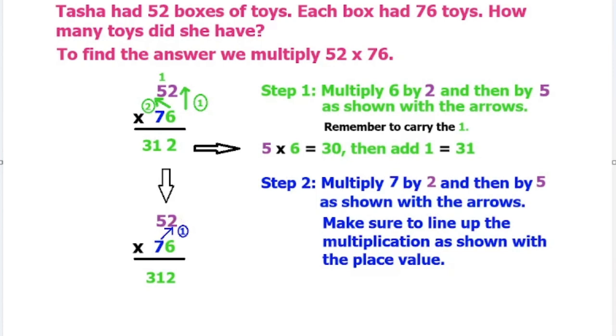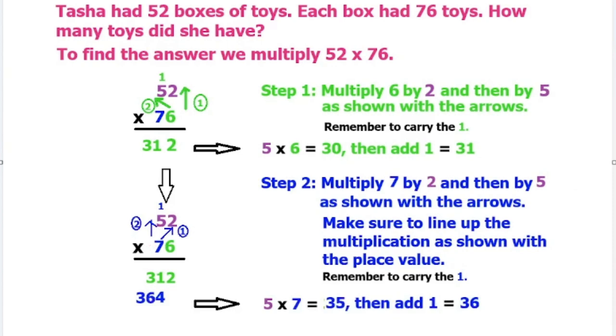So 7 times 2 is 14. Remember to carry the 1. So we're going to carry the 1 to here, right? So now we look at the arrow and we do this multiplication. 7 times 5. 7 times 5 is 35, but then you add 1, so it becomes 36. So you put 36 here.